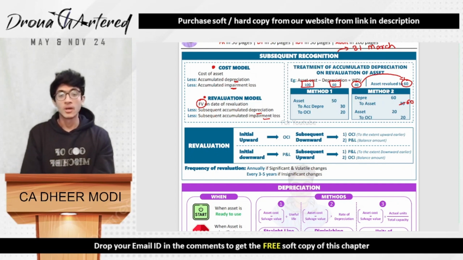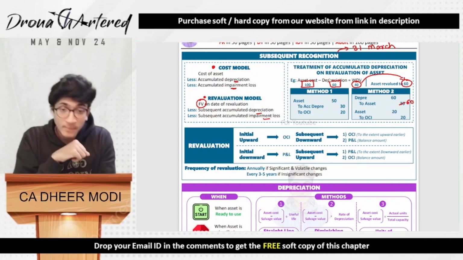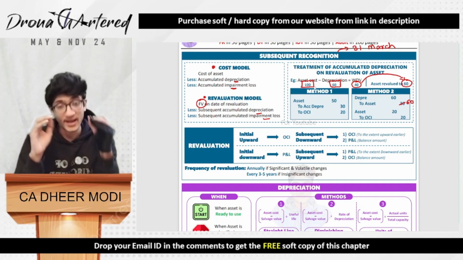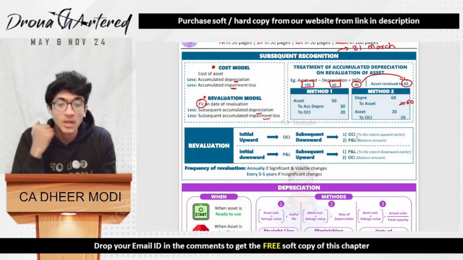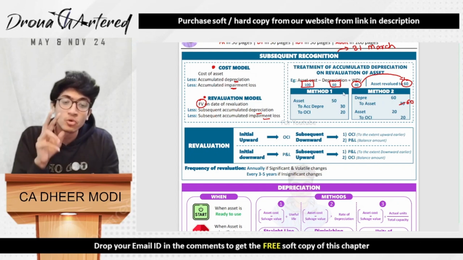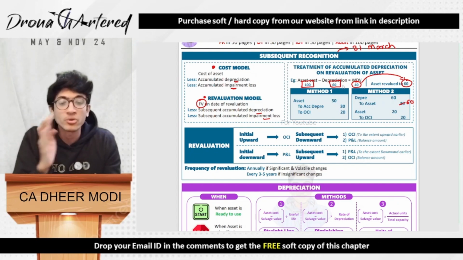So in such a case, sir, how do I account for this increase from 40 to 60? Because in my books, the asset is showing at 100. I am following accumulated method of depreciation. My asset is untouched. So now what happens? There are two methods. Your first method says we will do proportional.